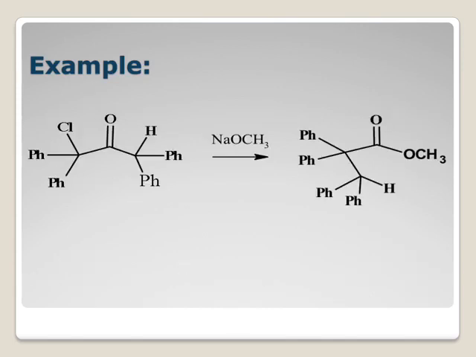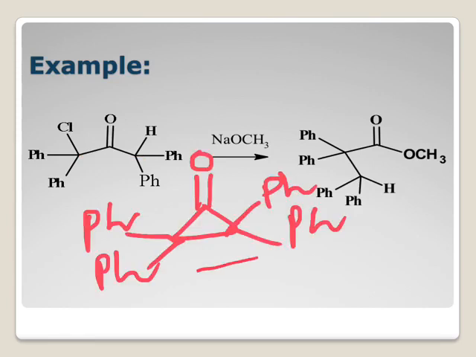When we get a negative charge on this carbon atom, that will attack here and the chloride ion will leave the molecule. So we get a bond between these two carbon atoms. That will be your symmetrical cyclopropanone intermediate. So we get this cyclopropanone intermediate.